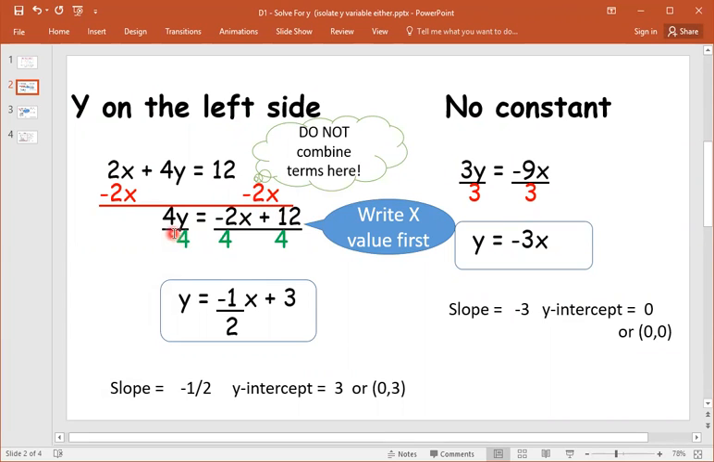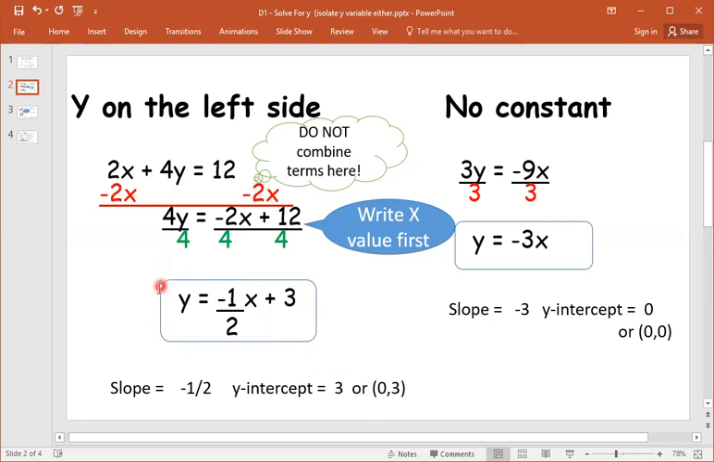That leaves me with 4y on the left. And since we are using y equals mx plus b, I want my x variable next, which is negative 2x, and then the plus 12. I now need to divide every piece by 4. So I have y equals, and I'm going to reduce 2 over 4 to 1/2, negative 1/2 x, and 12 divided by 4 gave me 3.